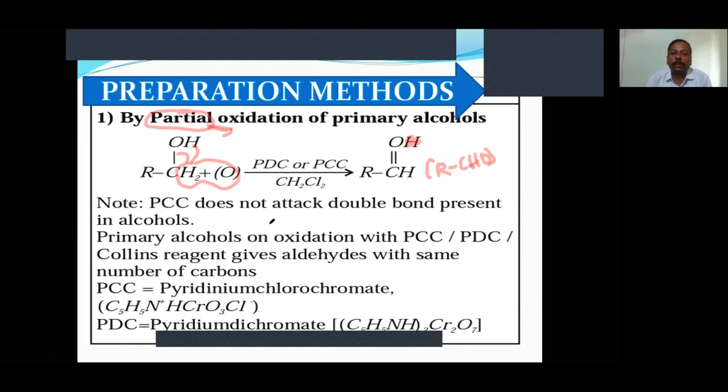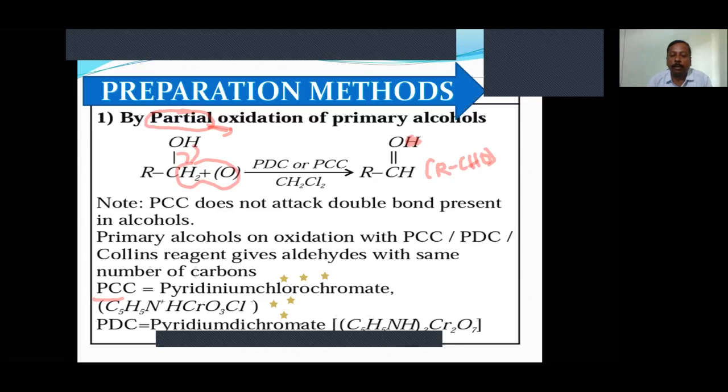For partial oxidation, what we have to do is use PCC, pyridinium chlorochromate. I want everybody to remember this, because in some lecture I will ask people about the PCC formula, and at that time you should be able to answer. Then PDC, pyridinium dichromate.